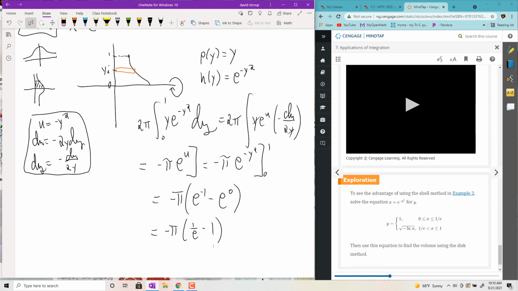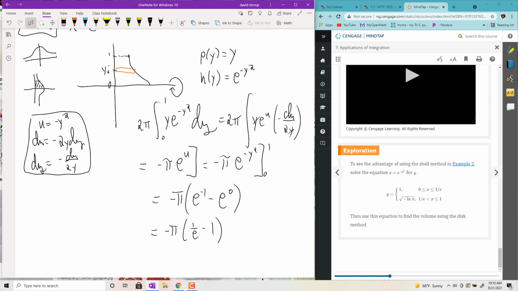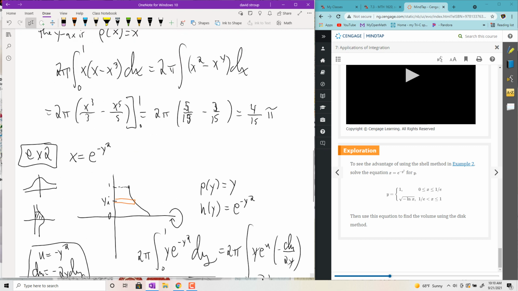And then they make this note right here. If you tried to use the disk method, you would have to put the shell. So first you would have 2 regions, right? You would have this first region where your rectangles would be like this, and the second region where your rectangles are like this. And for that second region, you would need to find the inverse of this formula right here. So your radius function r of x for that second region would be, and you can see it here to the right, the square root of negative ln of x.